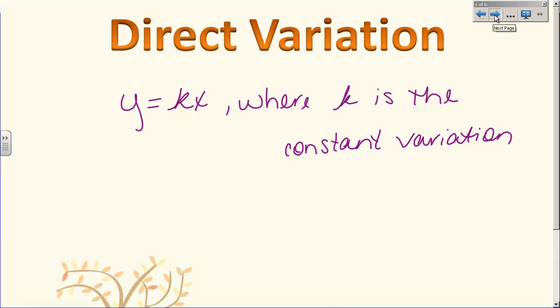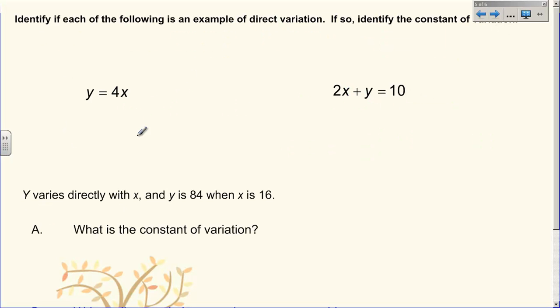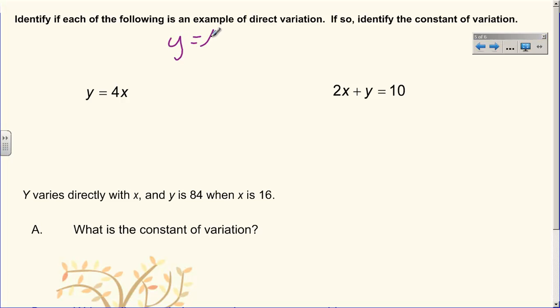So we're going to practice recognizing it really quick. So first we're going to identify if each of these is an example of direct variation, and if so, we're going to identify the constant of variation. So what I'm asking you is, can it be written or is it written in this form? Y equals kx. So look at the first one. Y equals 4x. Well, I think this looks a whole lot like y equals kx. So I'm going to say yes, this is a direct variation. And in this direct variation, k equals 4.